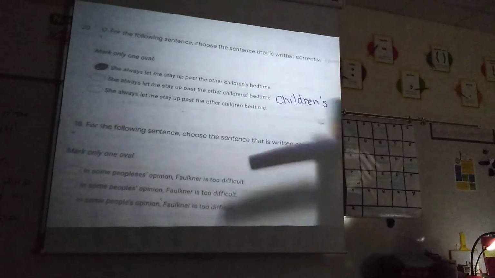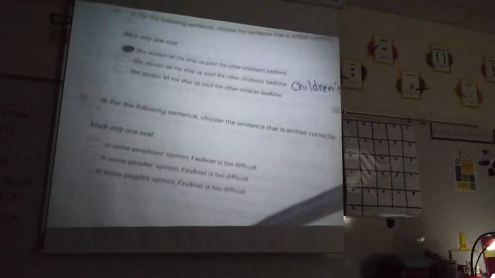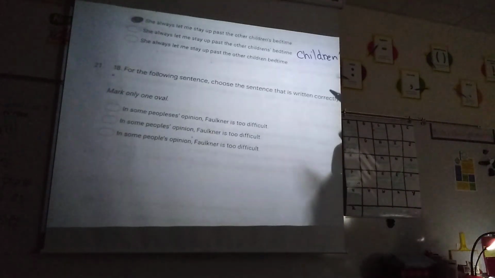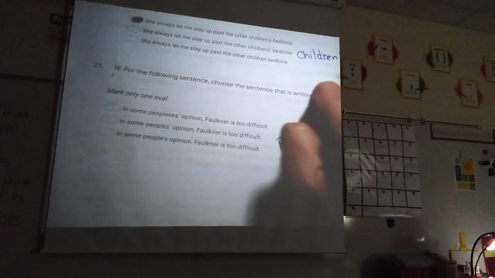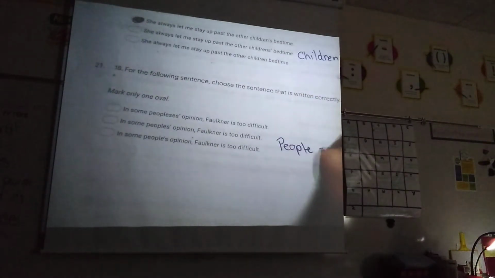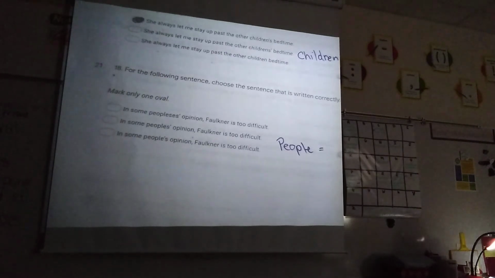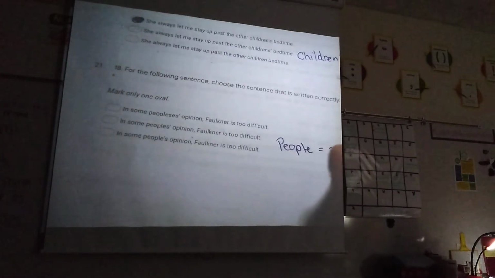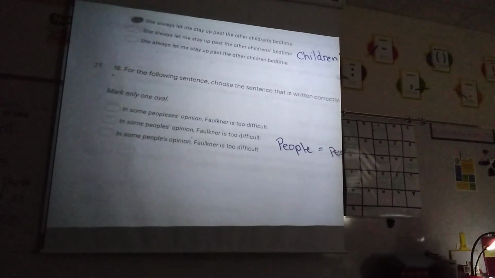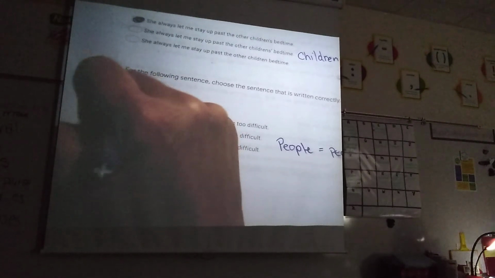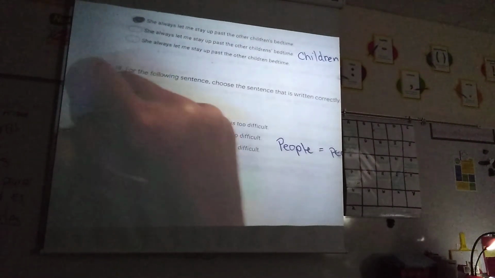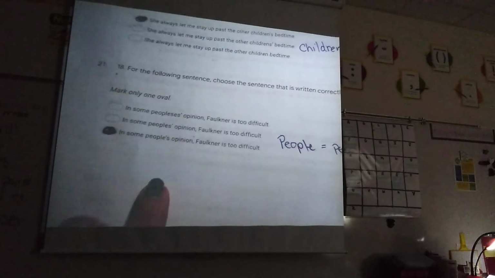All right, look at the next one. In some people's opinion, Faulkner is too difficult. Again, people is plural. So how do we show ownership of a word that's already plural? We add the apostrophe S. So our response would be the third one, because that one shows ownership, giving ownership to the people.